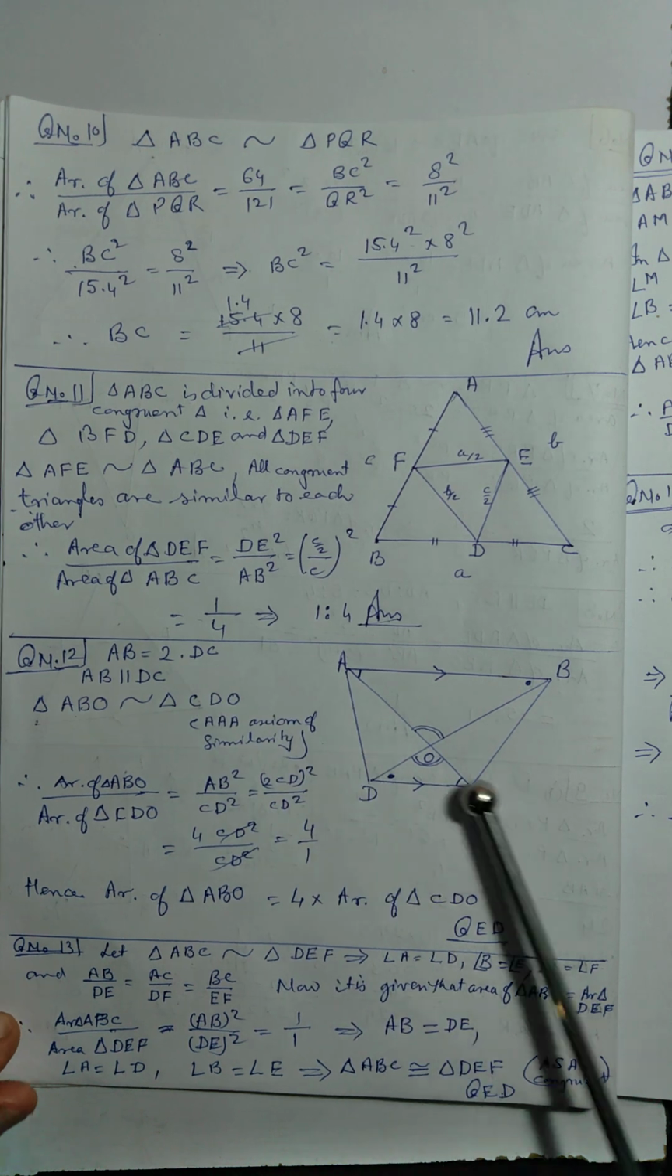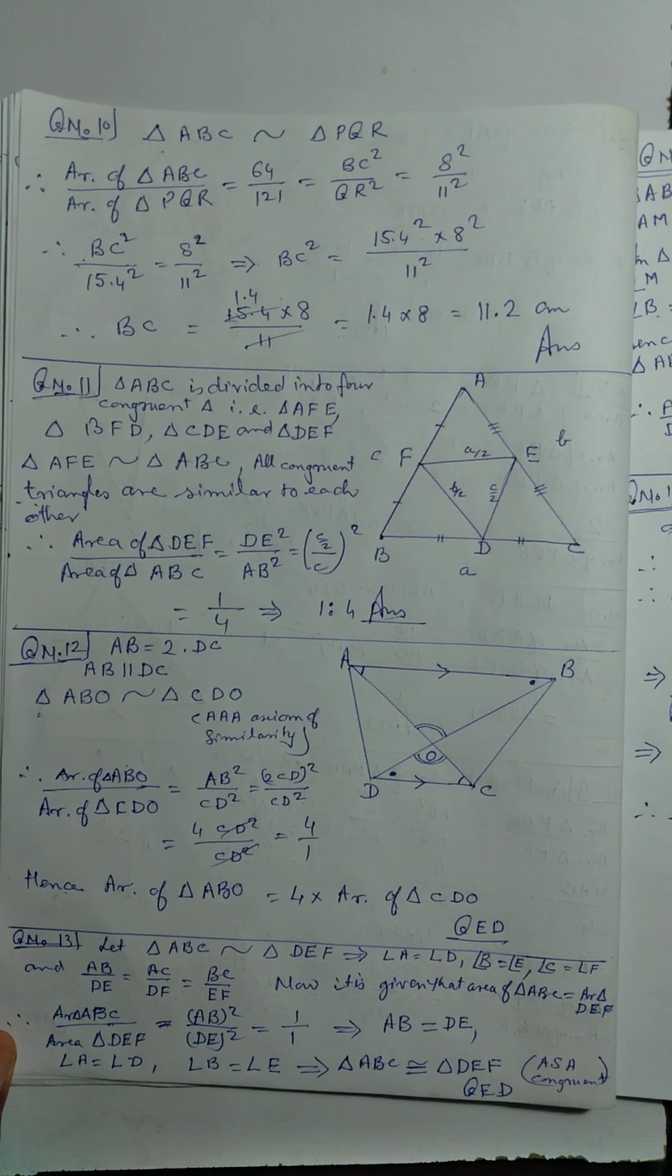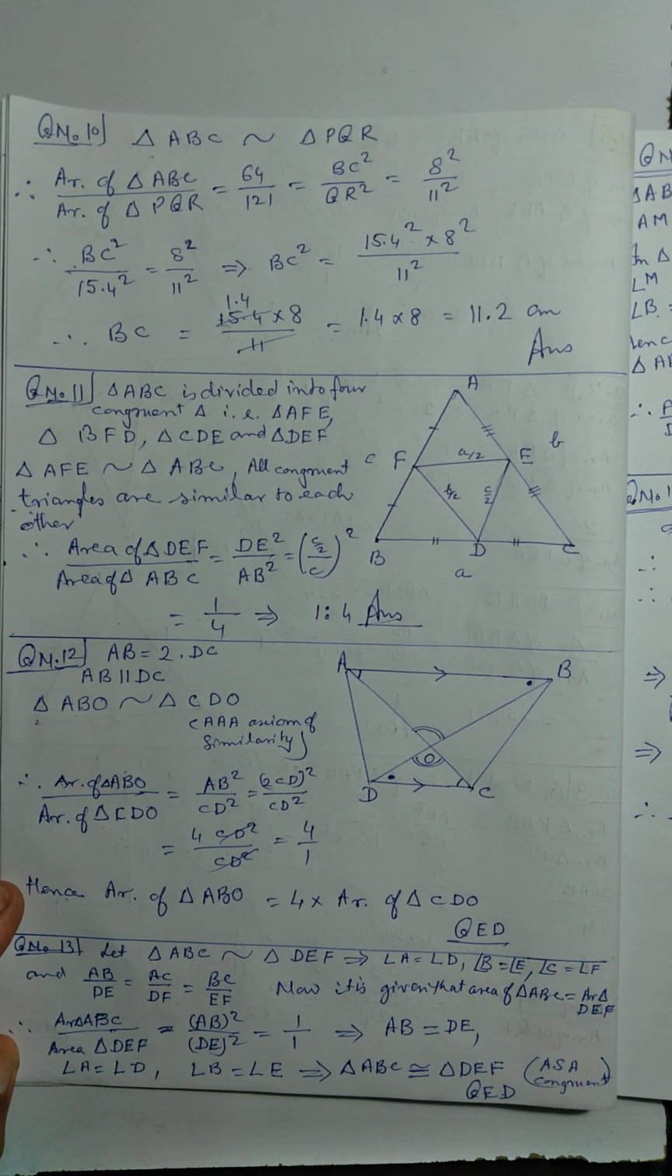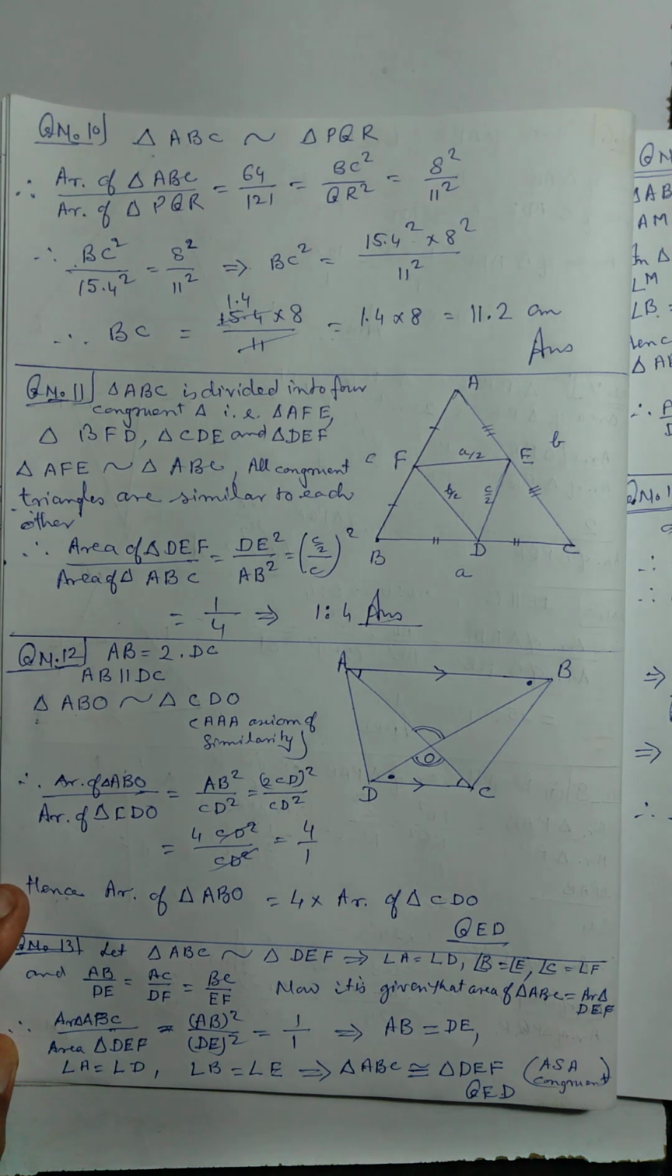Now question number 12. ABCD is a trapezium in which AB is equal to twice of DC and AB is parallel to DC. If AC and BD intersect at O, prove that the area of triangle AOB is equal to 4 times the area of COD.